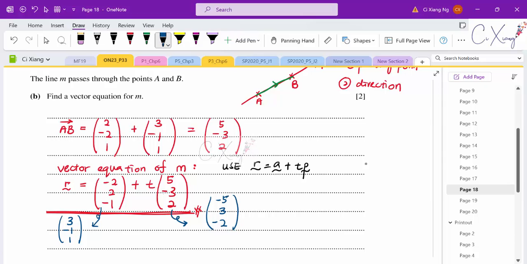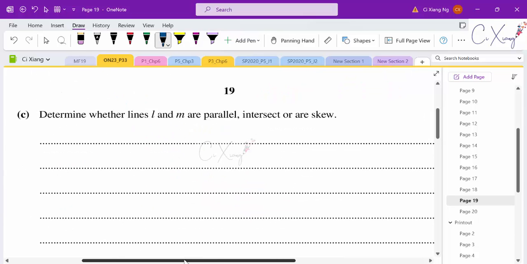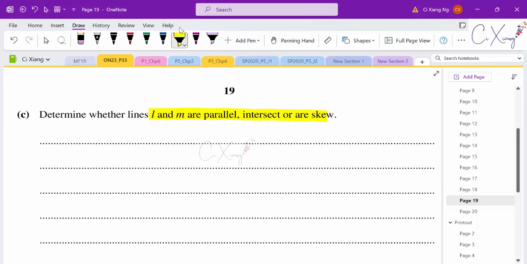Okay, so let's continue to part C. For part C, they ask us to determine whether the line L and M are parallel or not, or do they intersect, or are they skewed. To check this, there is a process that you need to go through. First we need to check whether they are parallel or not. If they are not parallel, then we proceed further to decide whether they intersect or are skewed. So maybe let us write out the line L equation first.